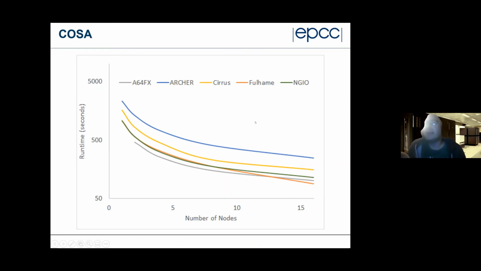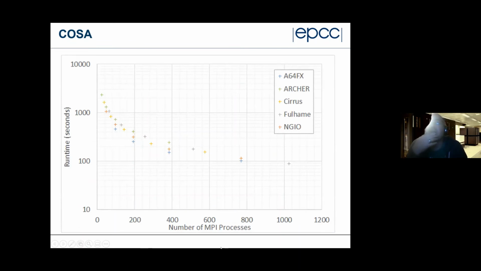So in reality, up to the 8 nodes, where it makes sense and we're not over decomposing, the A64FX gives us better performance across the board. Not hugely better performance, but it is outperforming the other systems here. Even if we look on a per MPI process basis, it's exactly the same data, but rather than looking at number of nodes, we're looking at MPI processes. We can see that on a per MPI process basis, the A64FX is outperforming.